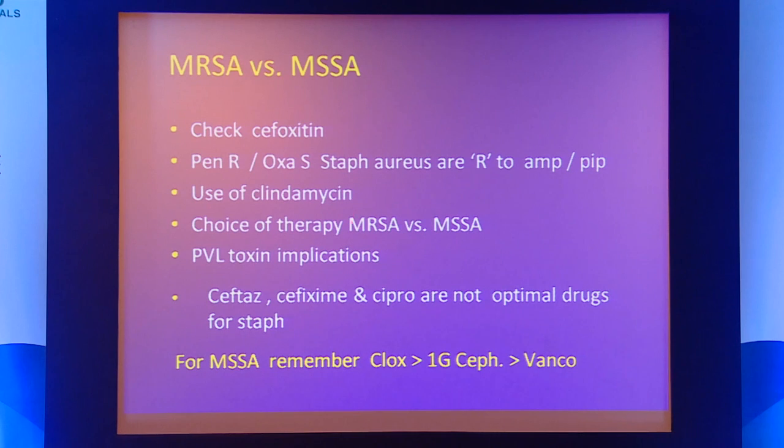If it is MRSA, the choice of therapy would be vancomycin, teicoplanin, or linezolid. If it is MSSA, it will be either cloxacillin or cefazolin or even clindamycin. Please remember, ceftazidime, cefixime, and ciprofloxacin are not optimal drugs for Staphylococcus, and for MSSA, clox is superior to vancomycin, and cefazolin is superior to vancomycin. So even though vancomycin will work against both MRSA and MSSA, please do not use vancomycin if it is an MSSA because it is inferior to cloxacillin or cefazolin.